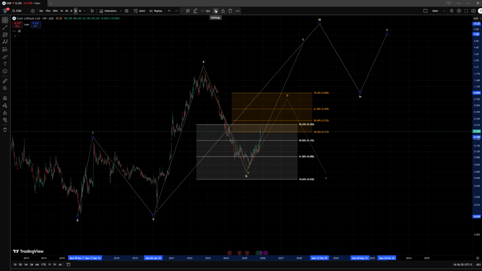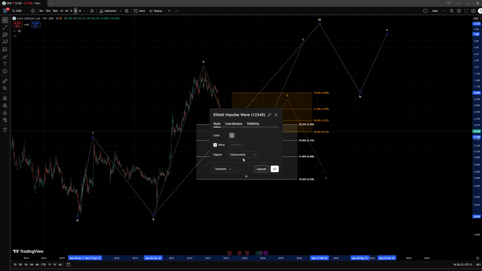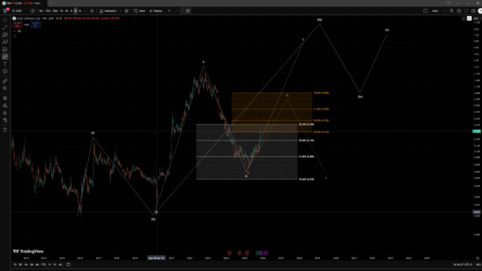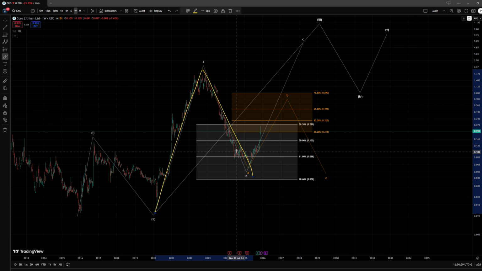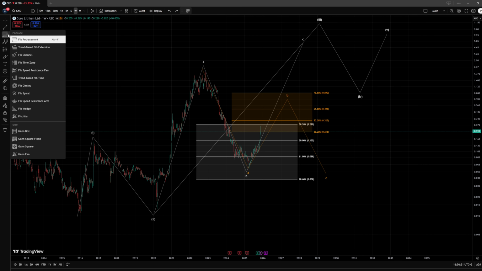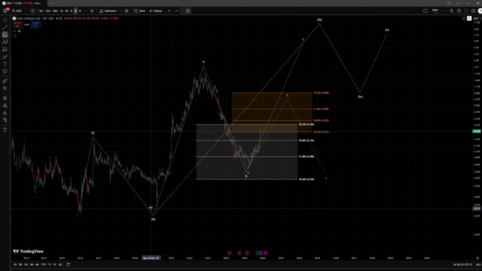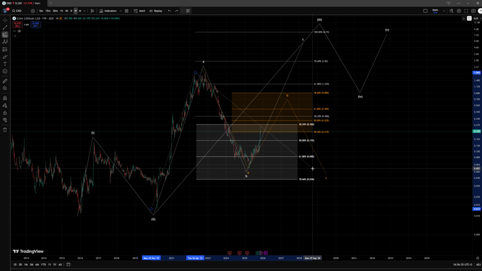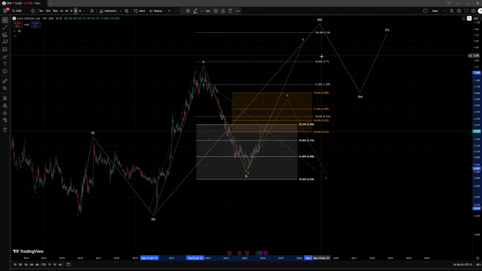Now if we have indeed bottomed here within this correction in the wave B of the larger wave 3, we can already look for an ideal target for the wave C, which would be at around the 100% extension of the wave A. In this case it would be around the $8 level. If we manage to get there, it is fine. We don't necessarily need to get exactly to that level.